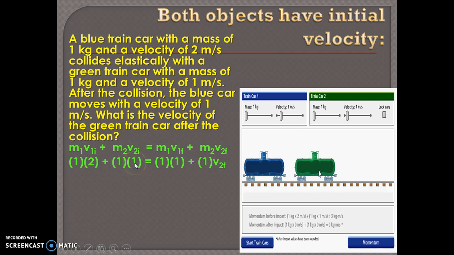In the final scenario, once they've collided, mass is not going to change because of the collision. We don't have parts falling off. They're definitely not sticking together to increase the mass. So mass is still 1 kilogram of that blue car. The new velocity, it tells us in the problem, after the collision, the blue car has a velocity of 1, so I put that here. And we want to know what the velocity is of the green train car in this final scenario post-collision. Again, mass of the green car still remains the same. The mass does not change from beginning to end.